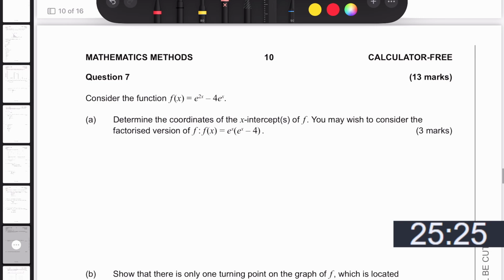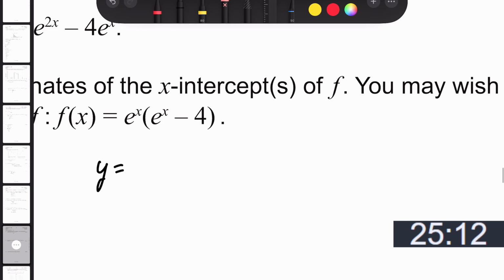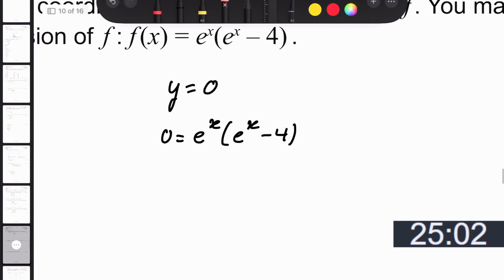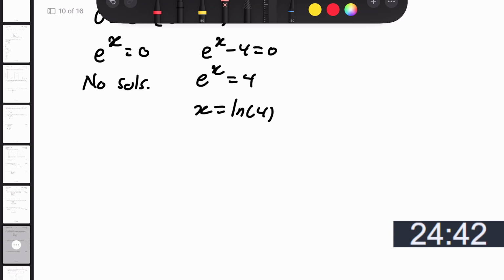10. Determine the coordinates of the x-intercepts of f. You may wish to consider the factorized version of f. What's that? So the x-intercept is where y equals 0. So 0 is going to equal e to the x times (e to the x minus 4). So e to the x equals 0 gives no solutions. Then e to the x minus 4 equals 0, so e to the x is going to equal 4. So x is going to equal ln of 4. So therefore, I'm going to have (ln 4, 0).